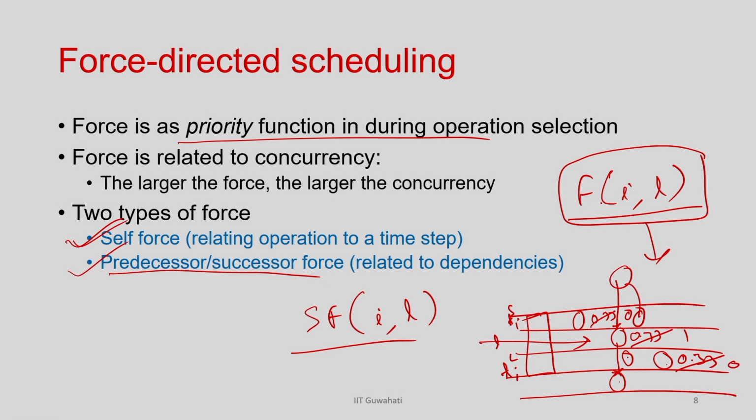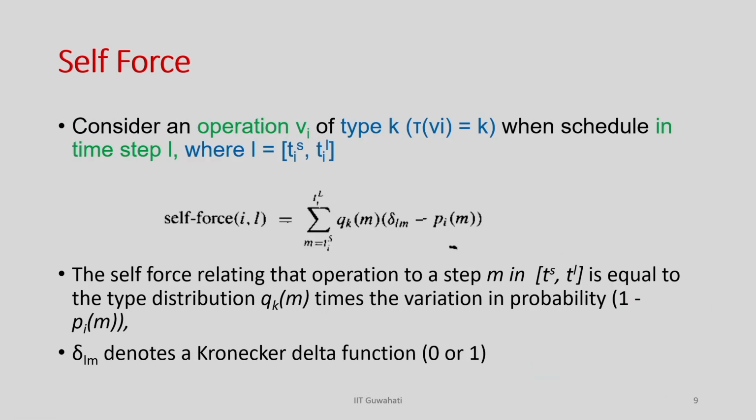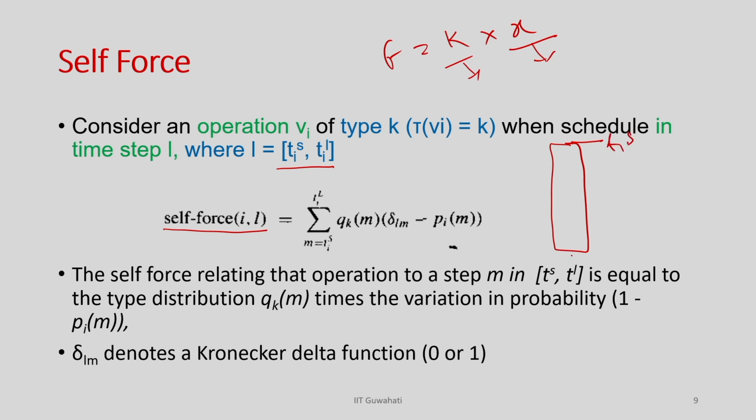So, let us try to understand how to calculate this self force and predecessor force. You should always recall that force is basically k times x, where x is the displacement and k is the elastic constant. We already know that this is my type distribution and this is the displacement. Now, I want to calculate the self force for operation Vi in time step L. The operation could have been scheduled anywhere between T_i^S and T_i^L, which I have already discussed is the time frame, and I try to schedule this operation in time step L.